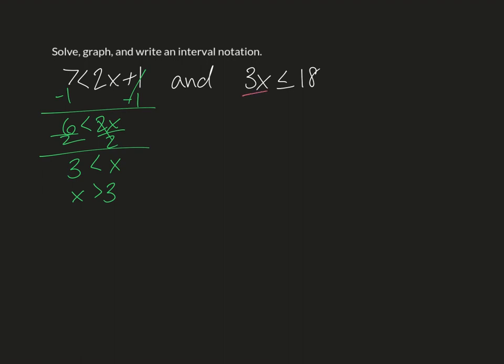For this one, just need to divide by 3 on both sides. Again, we're dividing by a positive 3, so I don't need to actually flip that sign, and I get x is less than or equal to 6.